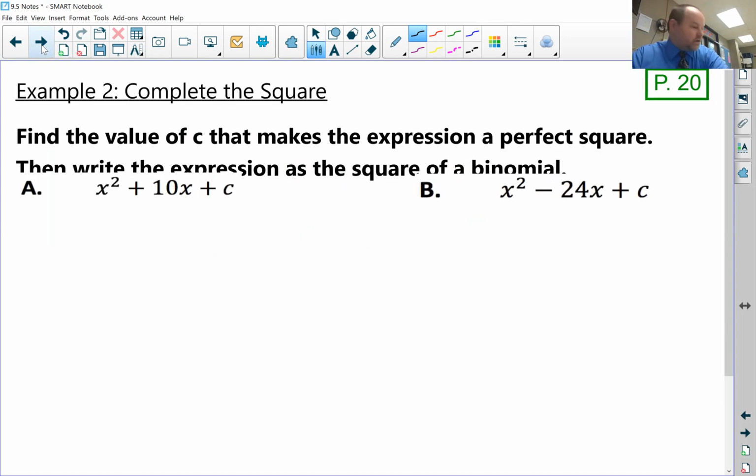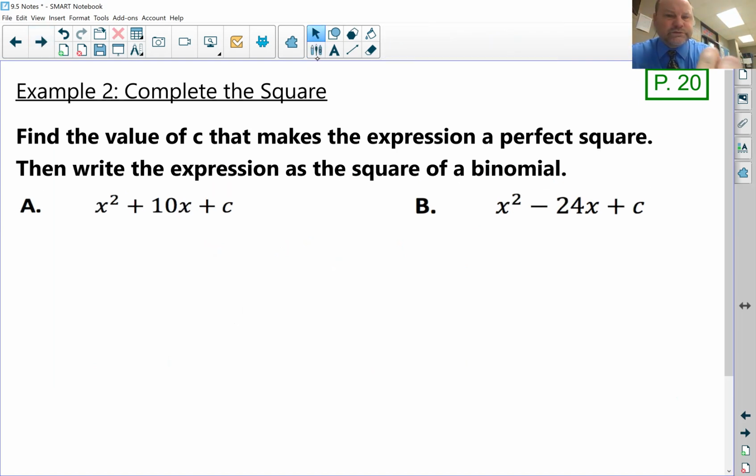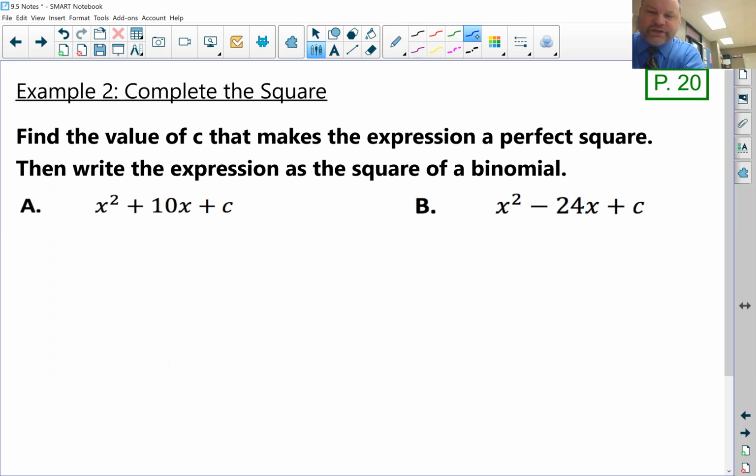All right, so here we're just going to complete the square. Find the value of c that makes the expression a perfect square, then write the expression as the square of a binomial. This really means write it in factored form.